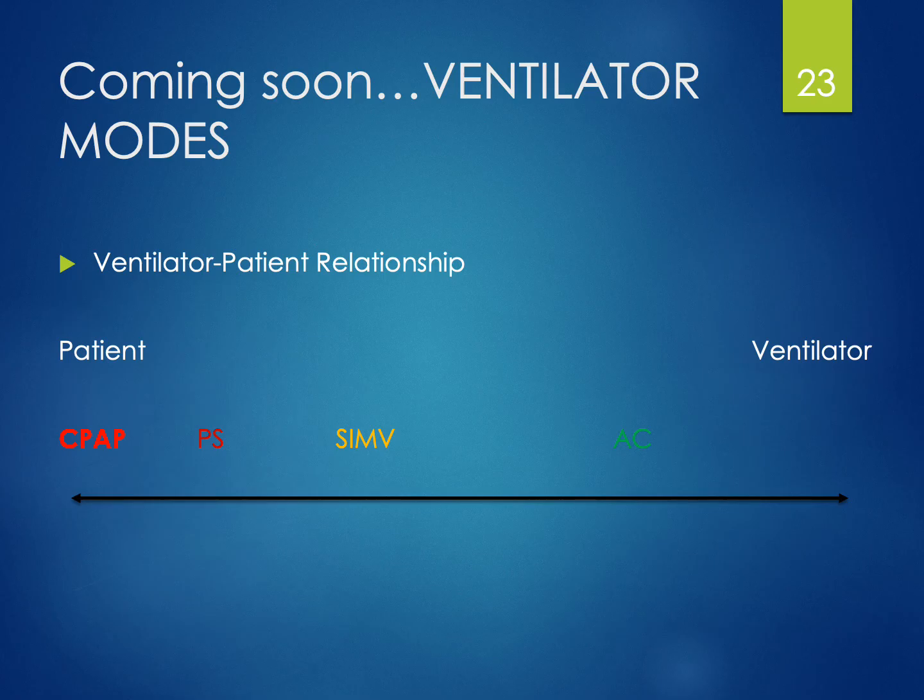So that's the end of this presentation. In class, we will discuss specific modes by how the ventilator interacts with the patient. So for example, you see here a bunch of acronyms along the line. As we move toward the word ventilator, that means the ventilator is responsible for more of the work. It's more in charge. And as we move toward the word patient, now the patient is responsible for doing more of the work. So be sure to review these modes in your text prior to our discussions in class.